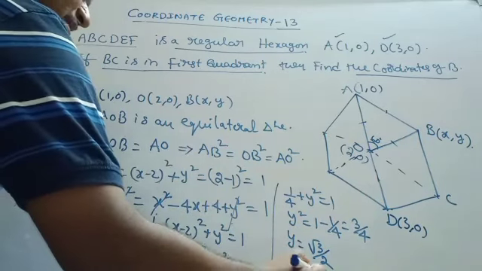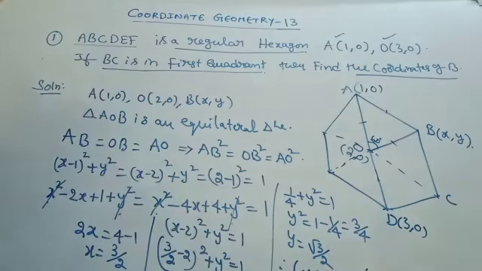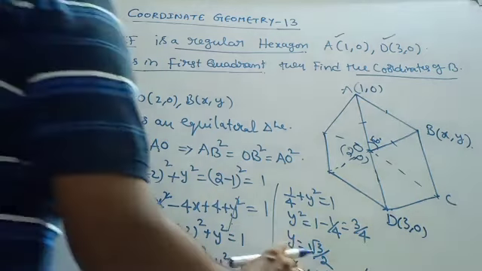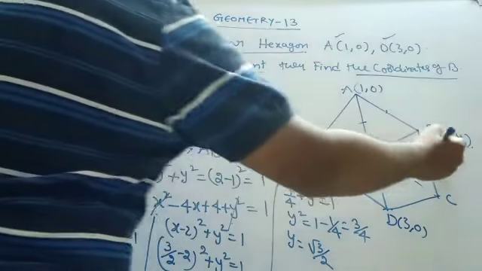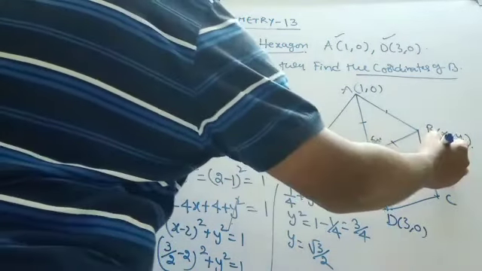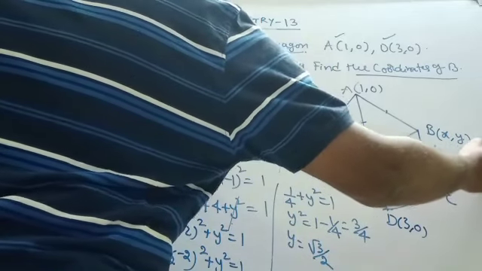Therefore, the point x comma y, that is the vertex B that you have got, y is equal to root 3 by 2 you have got, right? Therefore, the point B, x comma y, is nothing but x we have got as 3 by 2 and y is nothing but root 3 by 2.